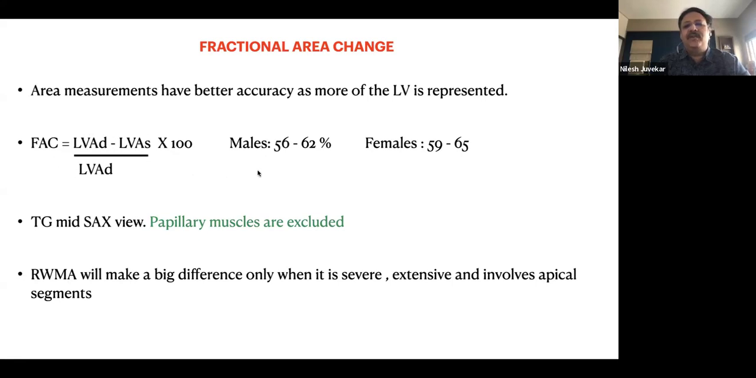The normal values are between around 55 to 65%. It is important that it is taken in the transgastric mid short axis view, and that the papillary muscles are excluded. So the RWMA will make a big difference only when it is severe, extensive, and it involves the apical segment, because we are taking it at the mid papillary level.